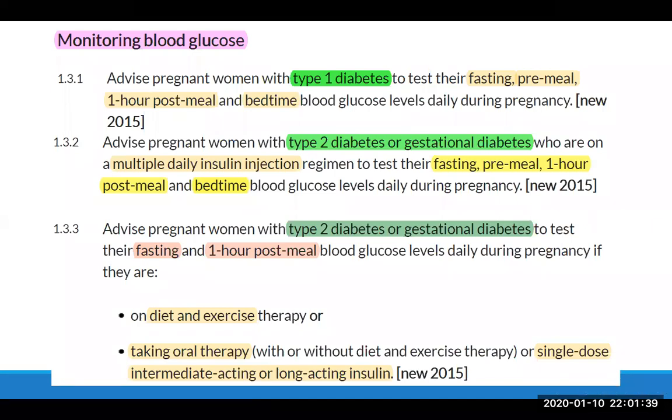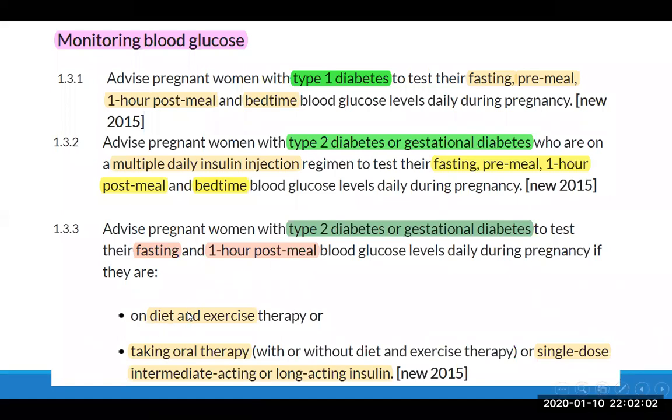So for type 1 diabetes, type 2 diabetes, or gestational diabetes on multiple daily doses, we must check blood sugar 7 times: fasting, pre-meal, 1 hour post-meal, and at bedtime. For type 2 diabetes or gestational diabetes, we must check fasting and 1 hour post-meal. This is fasting and 1 hour post-meal.